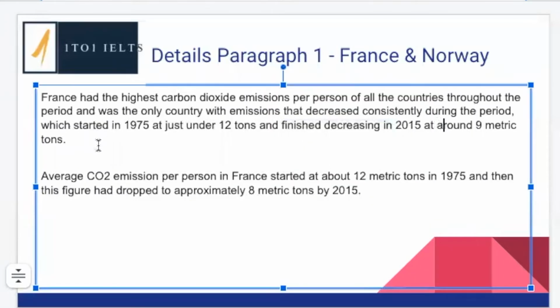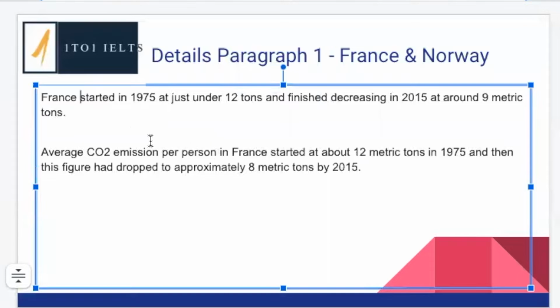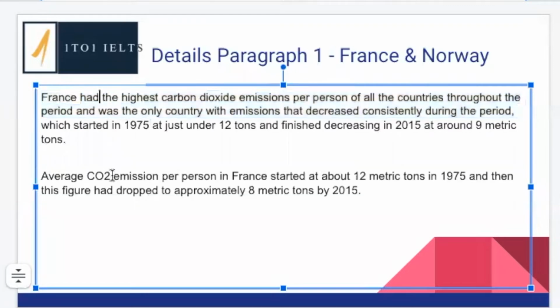So this would be accurate. Like I said, I think it does have quite a lot of information here. But because we're not going to be writing a huge amount, I don't think that's a major problem. If you've got data that is fluctuating a bit more, we're just going to keep it simple with this. If you've got lots and lots of data to talk about and you're trying to make your life a little bit easier, we can just have France started in 1975 at just under 12 tons and finished decreasing in 2015 around 9. So when we've got lots of data, this would be a good way of writing about France. But in this instance, we don't have lots of data to talk about, so this is also fine.